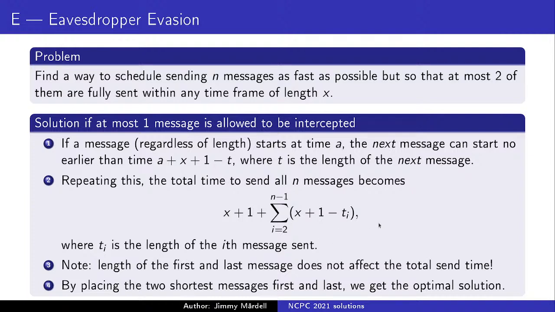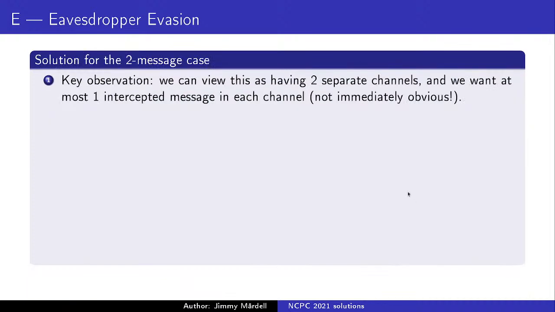All right, so that's pretty simple. So let's then see what happens if we're doing at most 2 messages. The key observation for the 2 message case is that we can view this instead as having 2 separate channels, and we want at most 1 intercepted message in each of these 2 channels. It's not immediately obvious why this is true, but it intuitively makes sense, and you can prove that this is indeed the case.